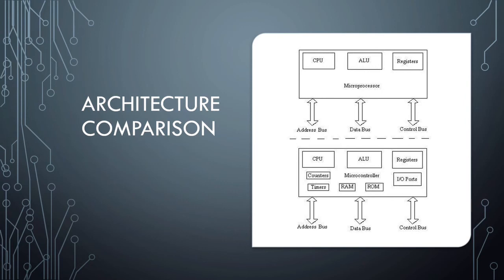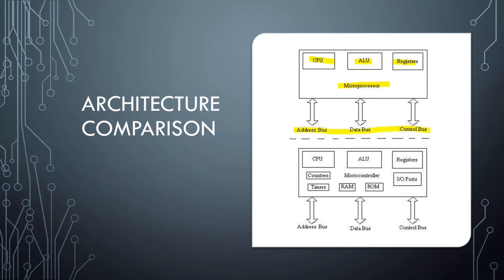And this illustration, I believe, is in your textbook. It illustrates some of the internal components of these. So we see at the top a microprocessor. A microprocessor typically has these main components. It has a CPU, an ALU, registers, and it's communicating via these buses.